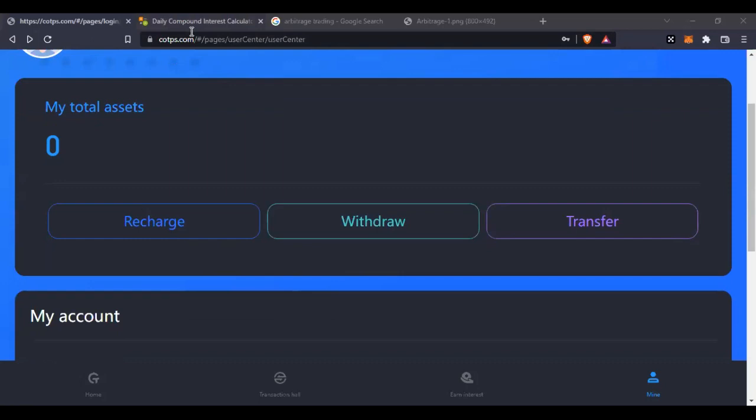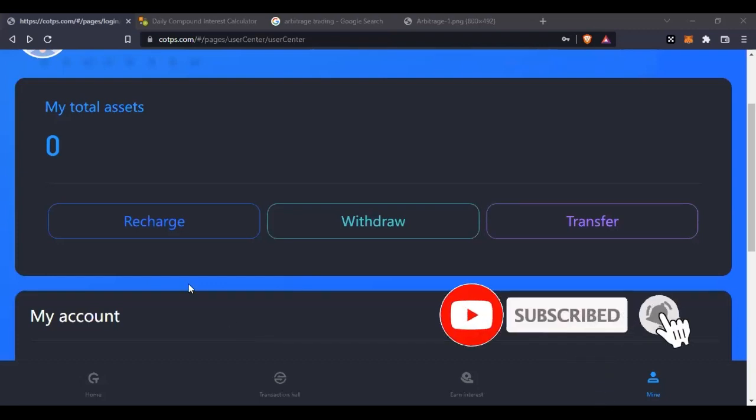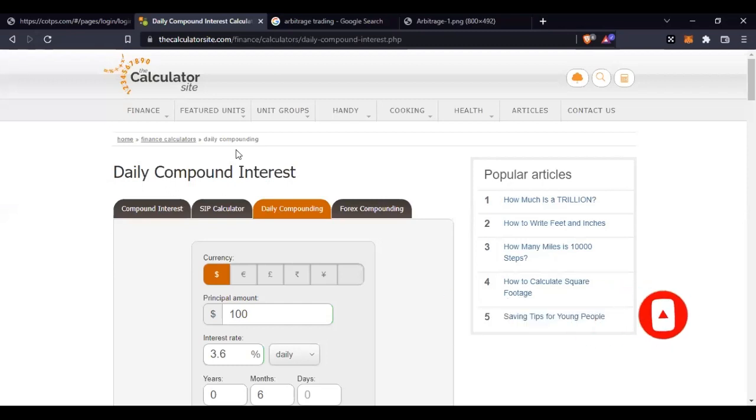20,000 naira will give you, how much will 20,000 naira give? USDT, $10, right? If it gives you up to $10, yes. It gives you up to $10, yes. If it gives you up to $10, yes, you can start with $10, okay? You can start with $10.